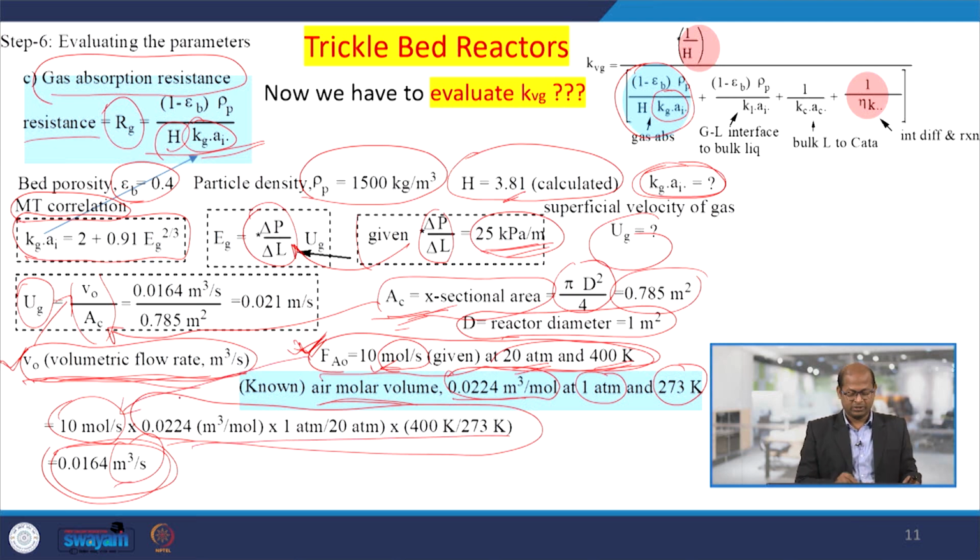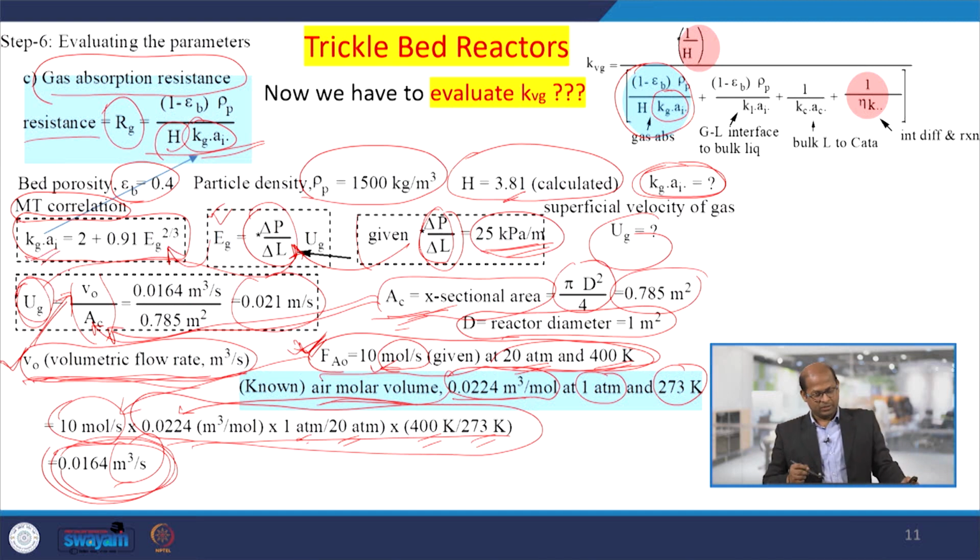So, 10 is substituted here, the molar volume is given, and then 1 atm, 20 atm, 400 Kelvin, 273 kelvins, we multiply and divide accordingly, then we can get the volumetric flow rate. We substitute that here along with the cross section area, then the Ug, that is gas velocity, we can find. That Ug value we substitute here, and delta P by delta L is given. So, then the Eg value we can find out. We substitute the Eg value here, then the Kg Ai value we can find out.